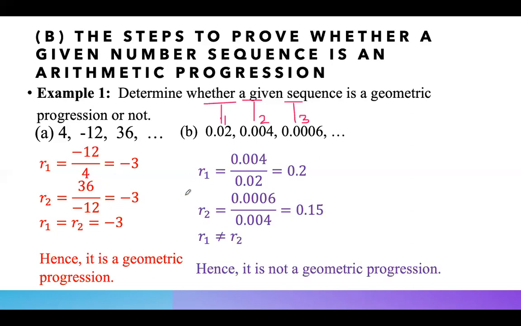Right? So you can see the difference here. If R1 and R2 are the same, then it's a geometric progression. If R1 and R2 are not the same, then it is not a geometric progression.